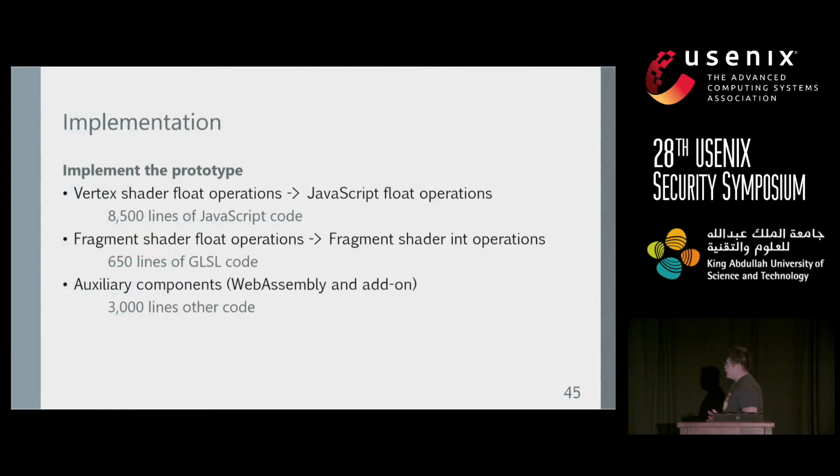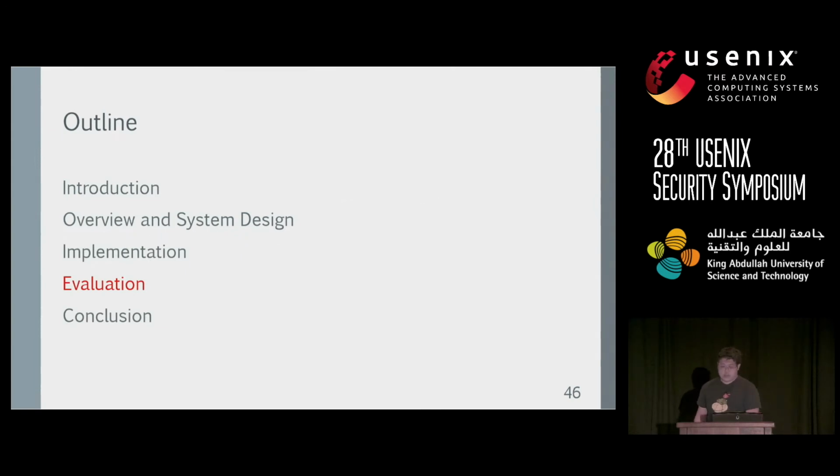And in our implementation part, we implement UniGL as a prototype. On the first part, the vertex shader float, when we transfer vertex shader float operations to JavaScript float operations, we spend 8,500 lines of JavaScript code. The second part, when we transfer the fragment shader float operations to fragment shader integer operations, we spend 650 lines of GLSL code. On the other part, the WebAssembly and the add-on part, we use 3,000 lines of other code. Next, we will talk about the evaluation part.